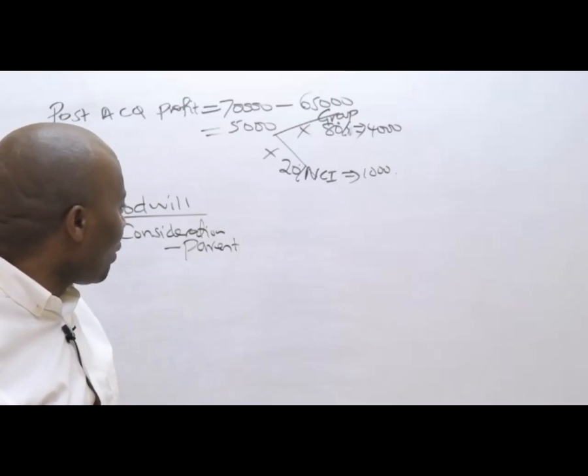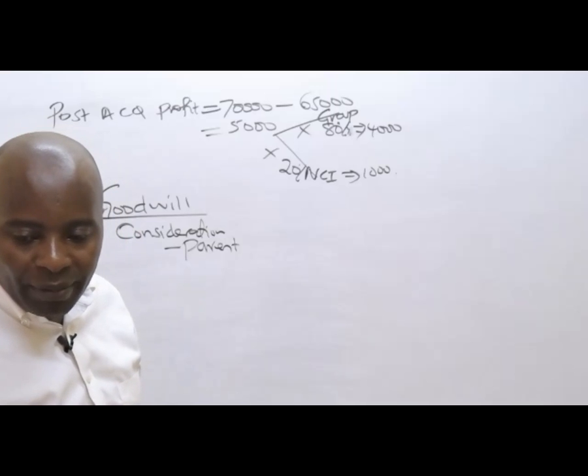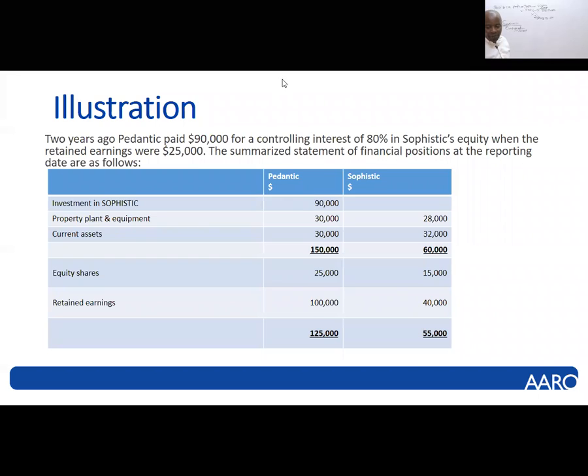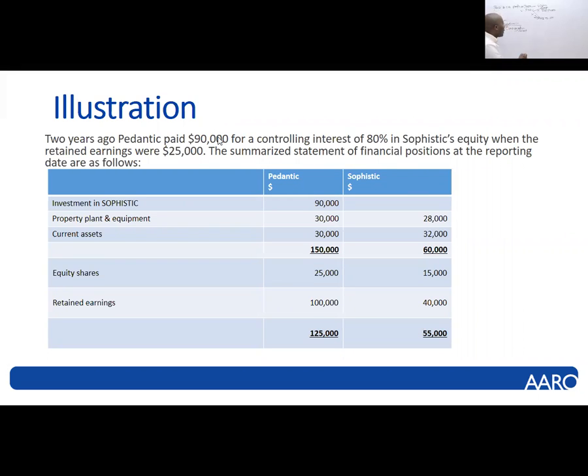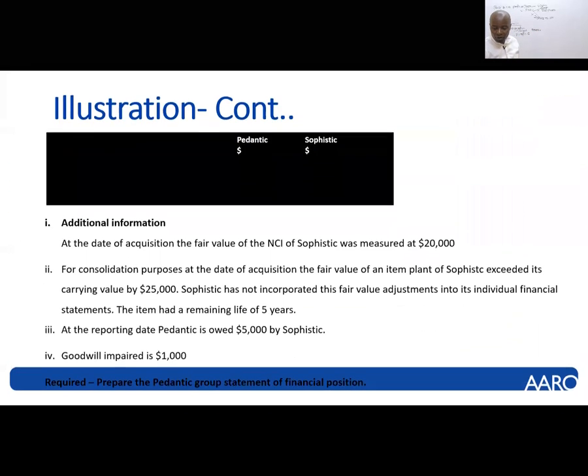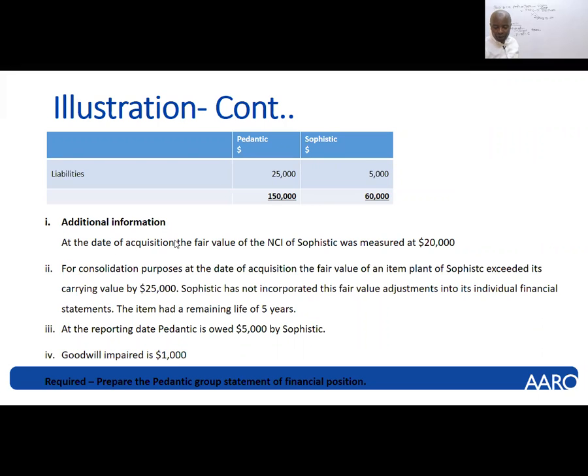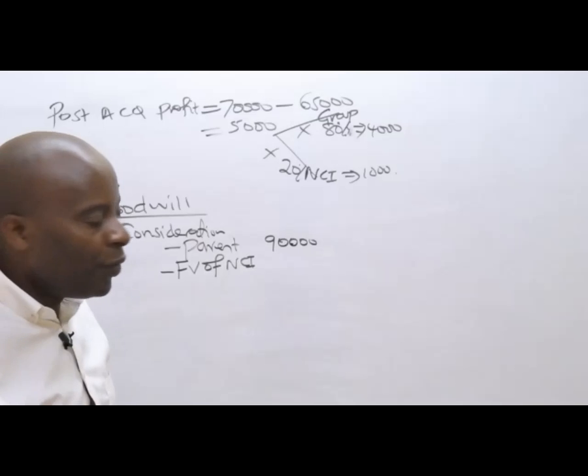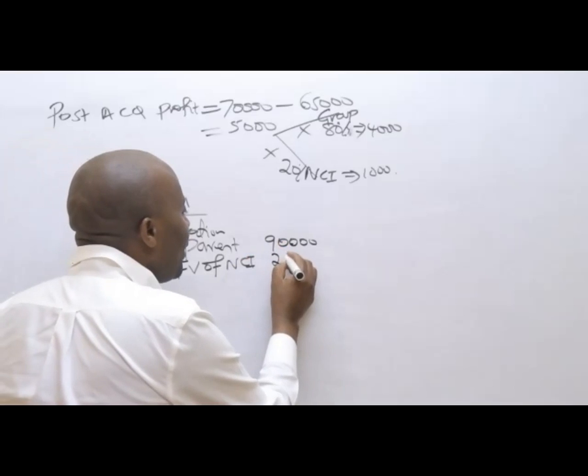What are we told about this parent company? What we are told, ladies and gentlemen, is that Pedantic paid how much? 90,000. So we have here 90,000. And then the other consideration was paid by NCI. We have the fair value of NCI. There must have been some valuation done. So what are we told about the fair value of NCI? We are told here that at the date of acquisition, the fair value of NCI was 20,000.